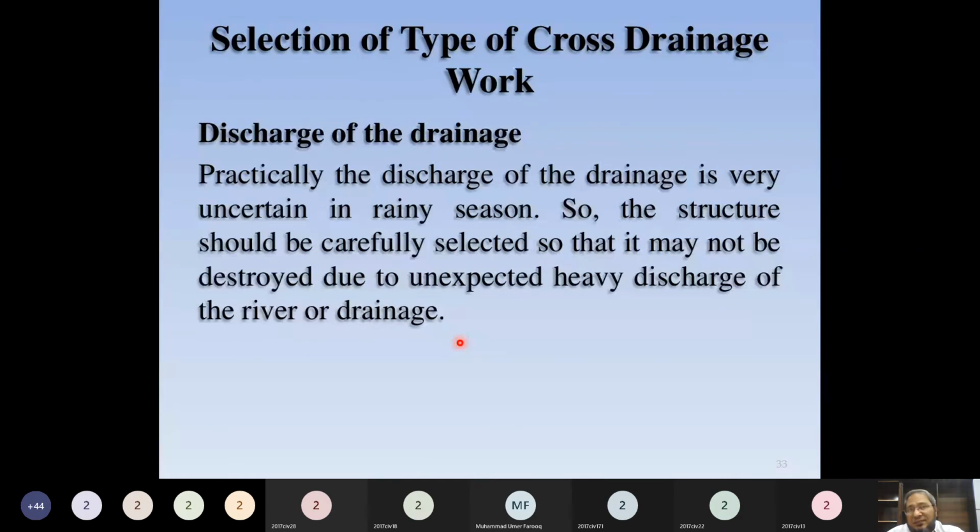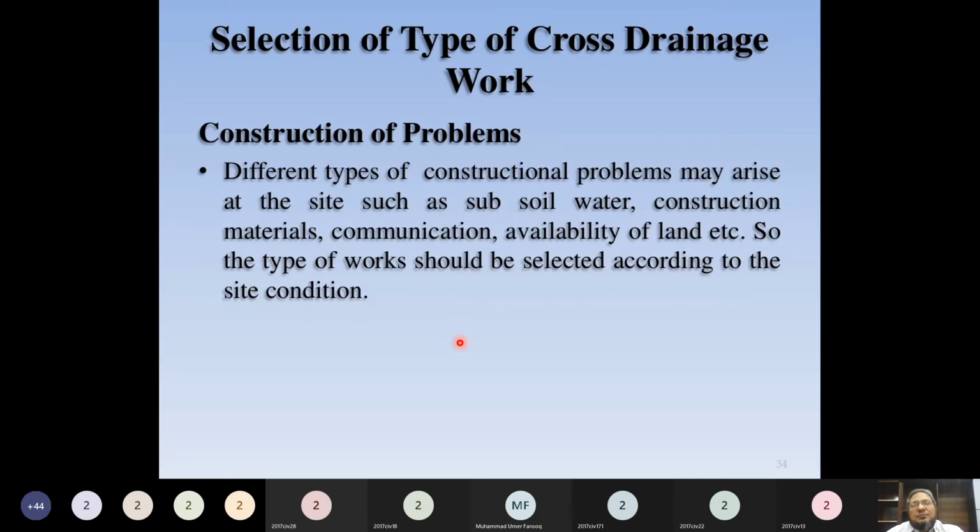Discharge of the drainage, this we have already discussed, that if the discharge of the drainage is more, its width would be more and the cost of the cross drainage structure would be more. Construction problems, so there may be certain construction problems. कभी पानी आ जाता है ज़मीन में, उसके लिए हमें we have to do the dewatering etc. So that we have also to keep in mind.